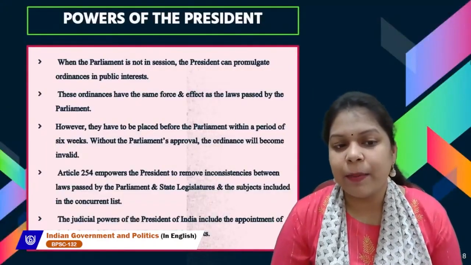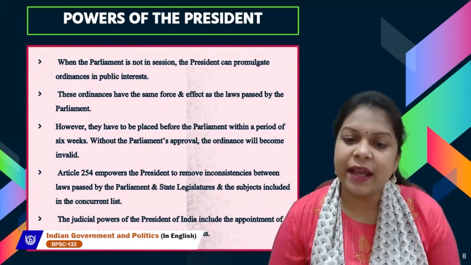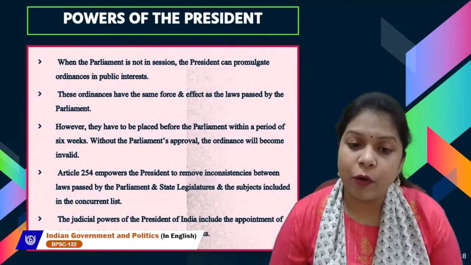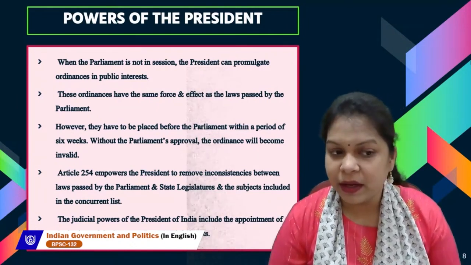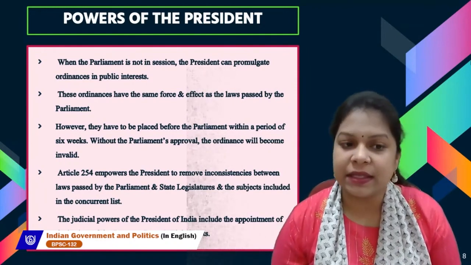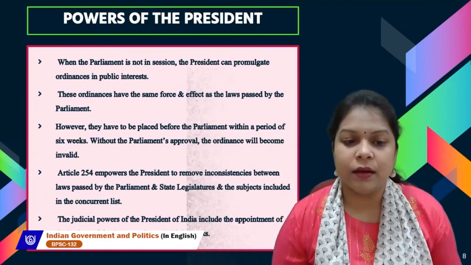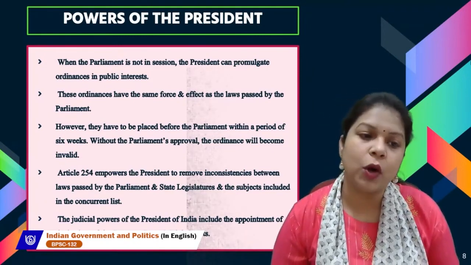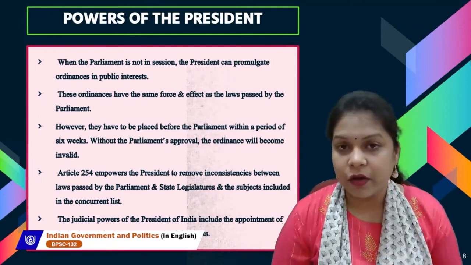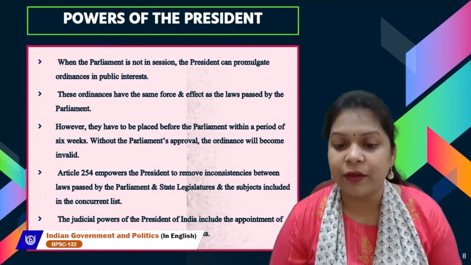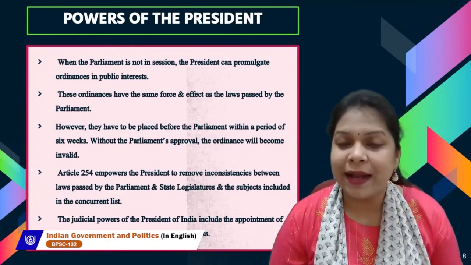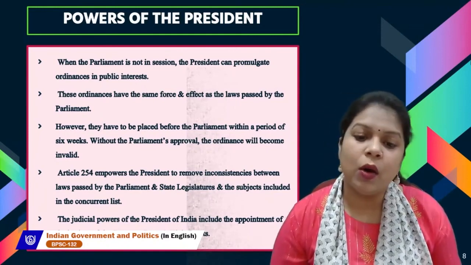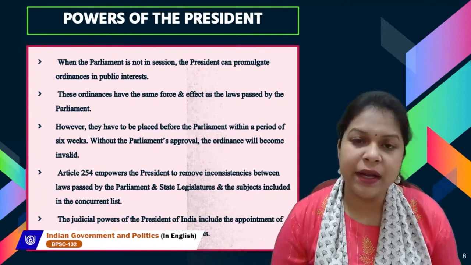Next, when the Parliament is not in session, the President can promulgate ordinances in public interest. These ordinances have the same force and effect as the laws passed by the Parliament. So this is a power vested in the president: when Parliament is not in session, the president can promulgate these ordinances in public interest. However, they have to be placed before the Parliament within a period of 6 weeks. Without the Parliament's approval, the ordinance will become invalid. So whatever the president is doing, all these things have to be ratified by the Parliament after a certain period of time.